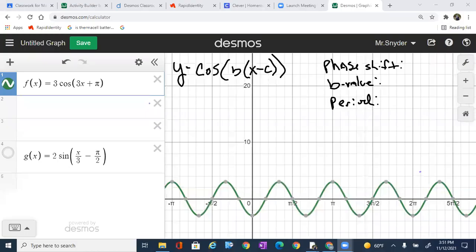We are going to find the b value, the phase shift, and the period from a cosine function when it's not written in the form we're used to seeing it. So check it out. This is the way we normally write it: b times (x minus c), because that really shows our phase shift easily. Okay, but what you're going to notice is over here in our green equation, it is not written that way.